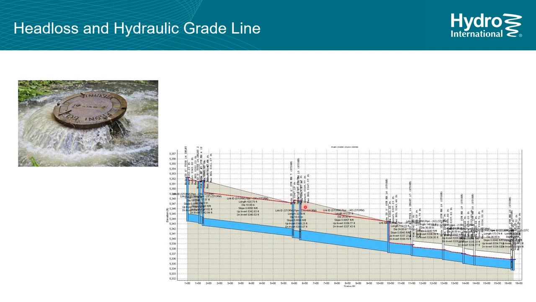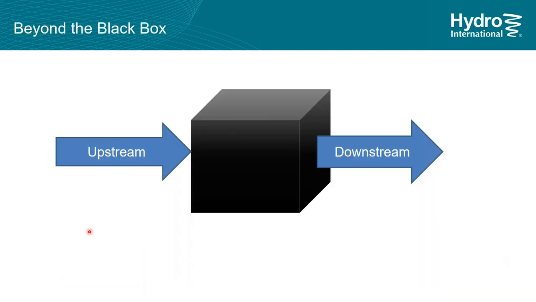If your hydraulic grade line ends up too high above the actual grade of the site, you get this unfortunate occurrence, which is manhole covers popping off. So people really understandably want to know what's going on in the systems that they install in their drainage network. And often these systems, these treatment systems, are treated a little bit like a black box.